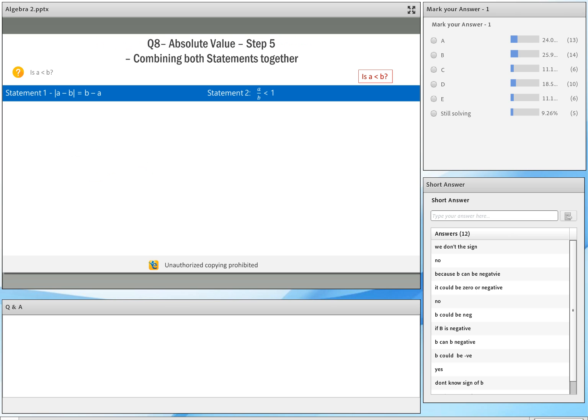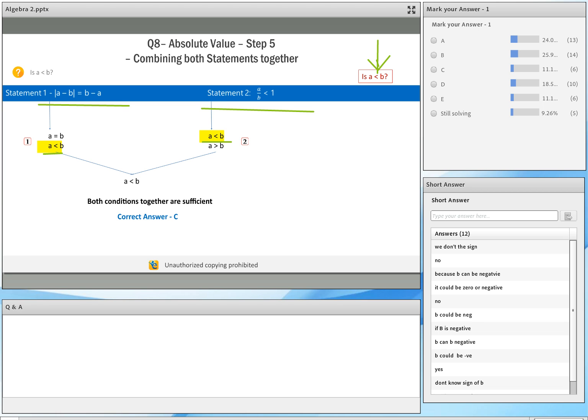Now, let's combine the information from the two statements. The first statement presented us with two cases: A is equal to B, A is less than B. The second presented us with two cases: A is less than B, A is greater than B. If both of these statements are to be true, then the only way is if A is less than B. So combining both, we can find the answer to the question: is A less than B? Yes, for sure we can say that A is less than B. That means the correct answer is choice C.